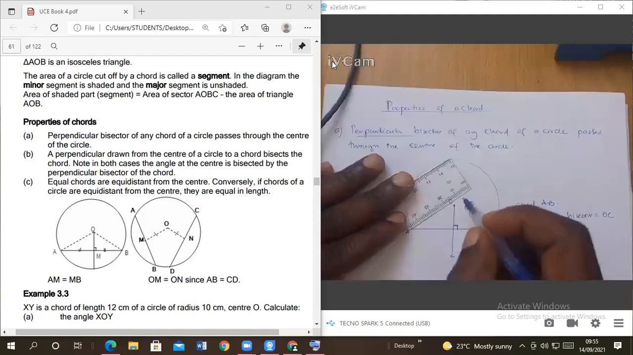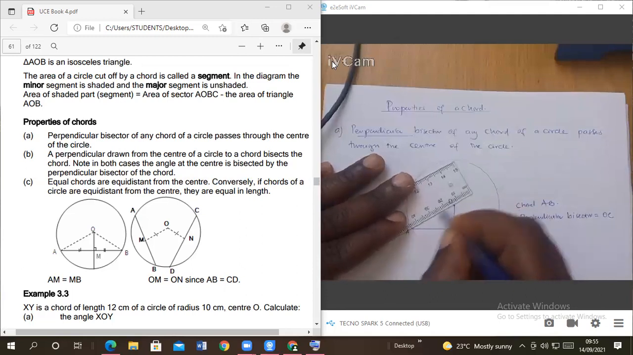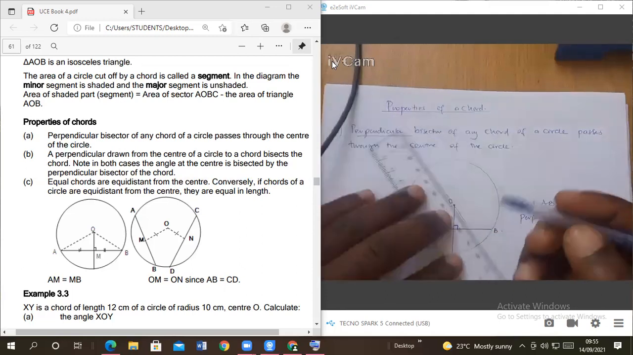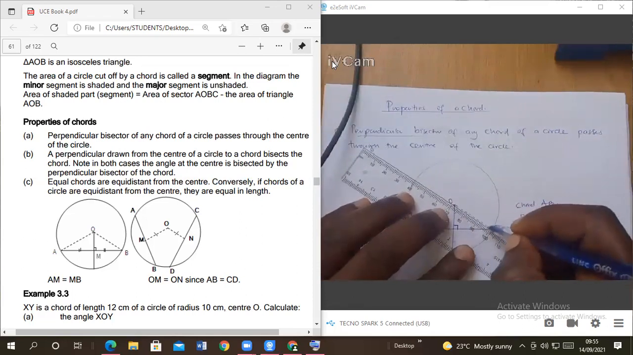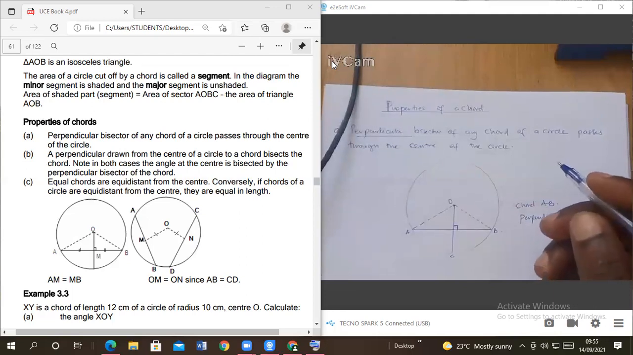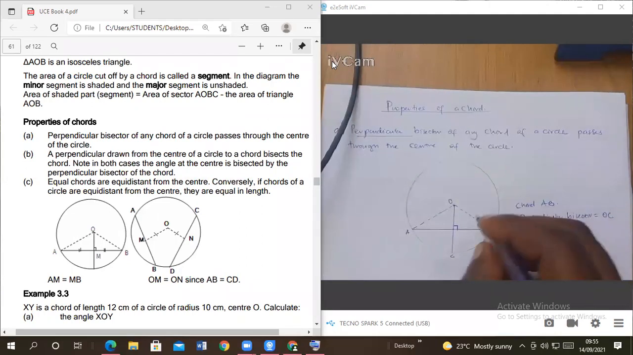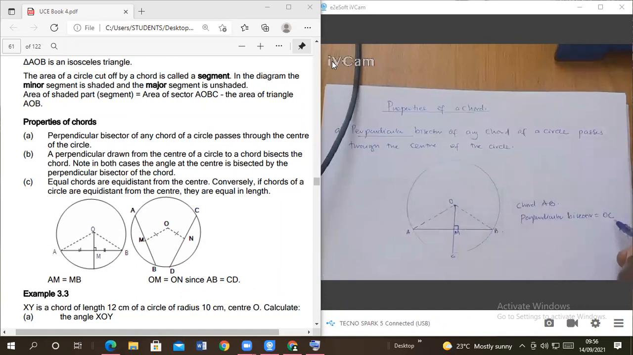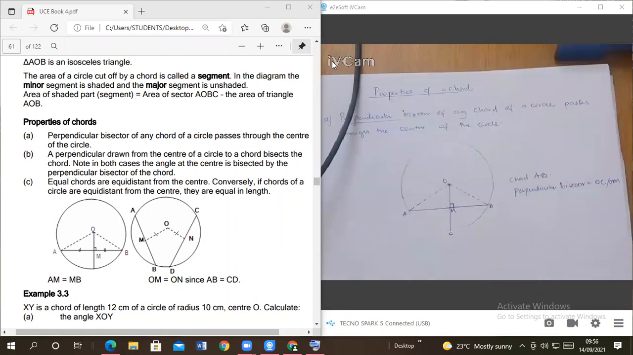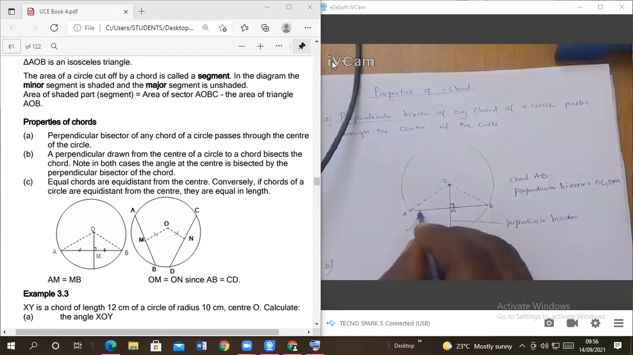And then now you can form a triangle by adding these dotted lines. Like that. And also this one. Like that. Okay. So at point M, OC or OM, OM is a perpendicular bisector. OM is also a perpendicular bisector of AB. That is the first one. The second one, part B, it's what we call the perpendicular bisector. This one is what you call a chord.